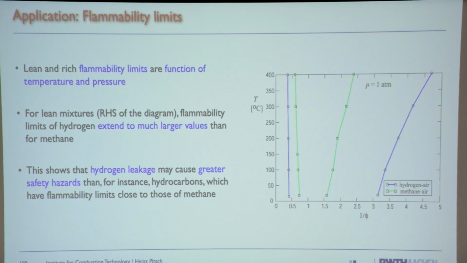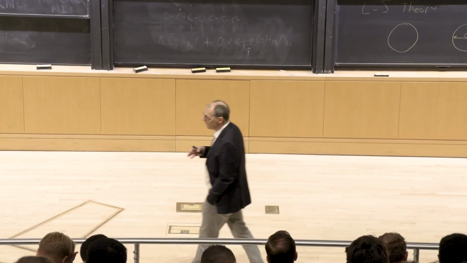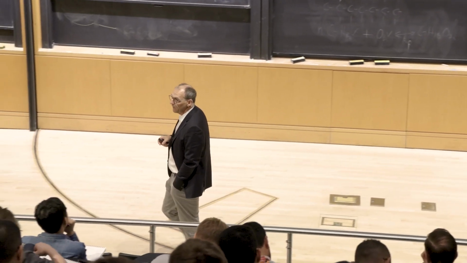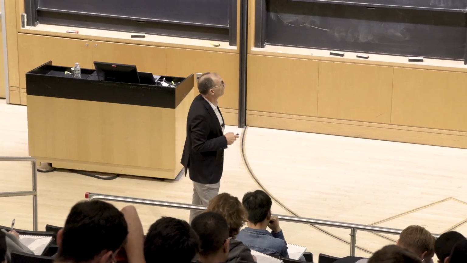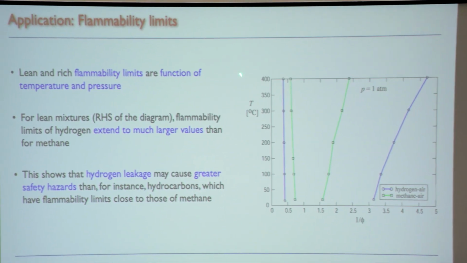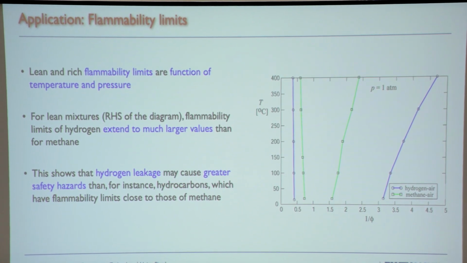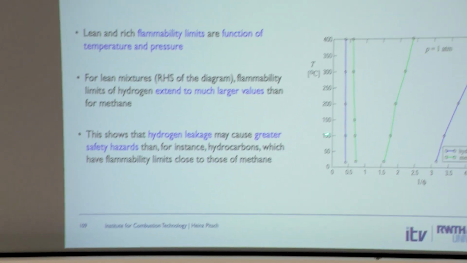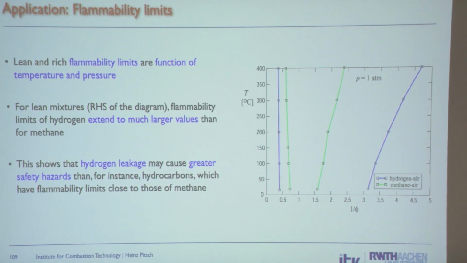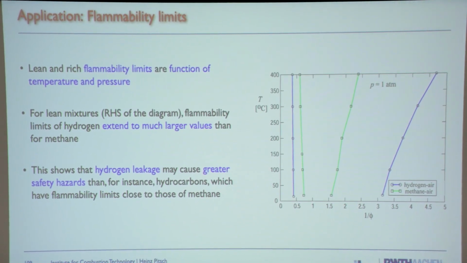I mentioned flammability limits. Flammability limits are very important for safety. I mentioned this already. And you see here flammability limits, where limit means in terms of equivalence ratio. Flammability limits for methane and hydrogen as a function of the temperature. So I have a methane air mixture at a certain temperature, and I make the mixture leaner until it doesn't ignite anymore. So that's what I call the flammability limit.